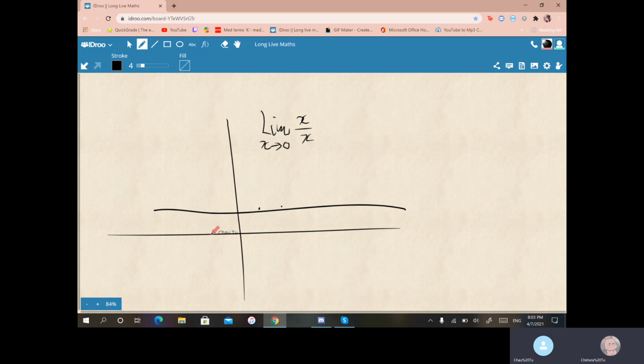Where does it jump to when it's, let's say, -2? What's -2 divided by -2? 1. Yeah, we jump to 1, which is right here. What happens if it's, let's say, -0.3? Where does it jump to? Roughly 1. Yeah, because -0.3 divided by -0.3 is 1. What happens when it's 0?